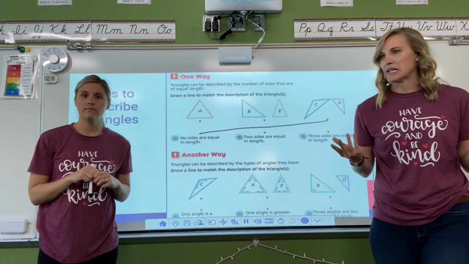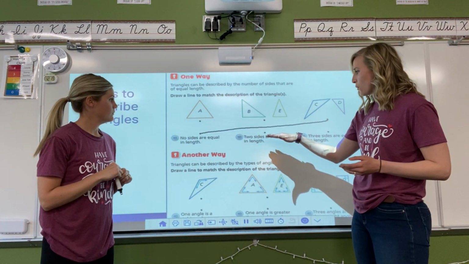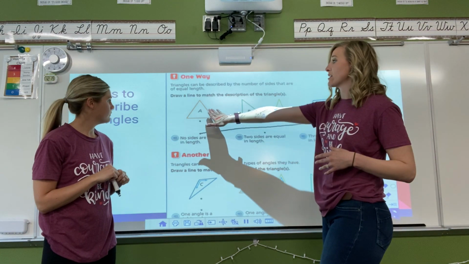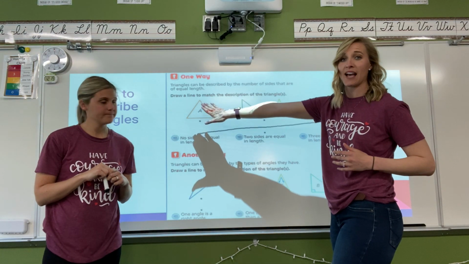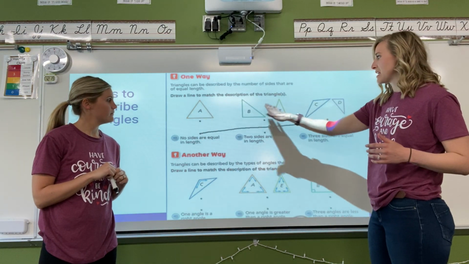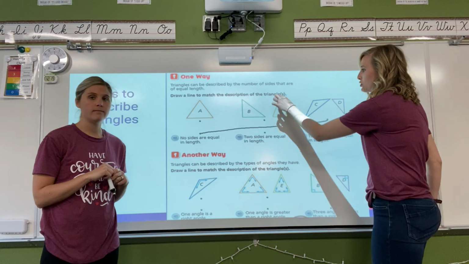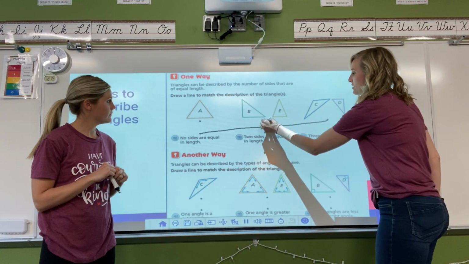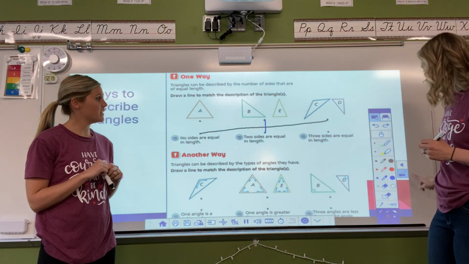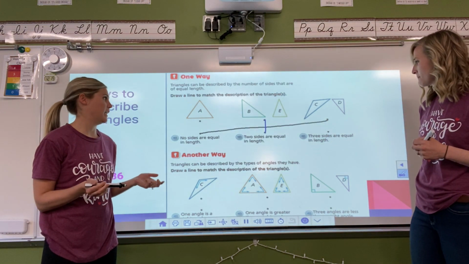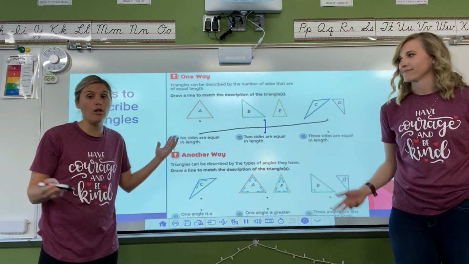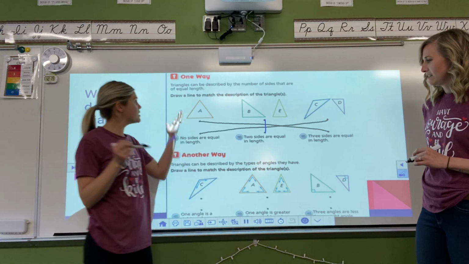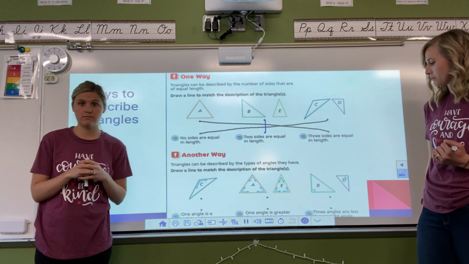So the next one reads, two sides are equal in length. Well, when I was watching Miss Pelzel, she said that triangle A had all equal sides. That leaves me with B and E, meaning they have two sides that are of equal length. So I'm going to match that one. And then the last one says three sides are equal in length. Well, we already know that A has all three sides that are equal or the same length. There we go. So that's one way you can describe triangles.